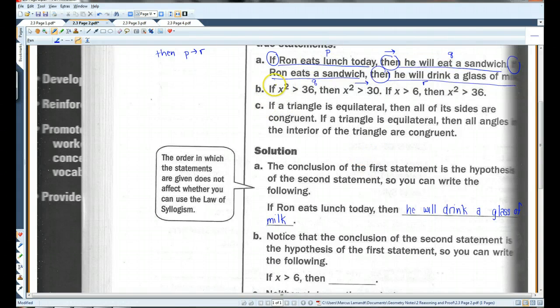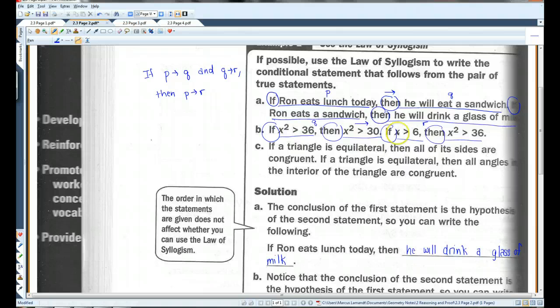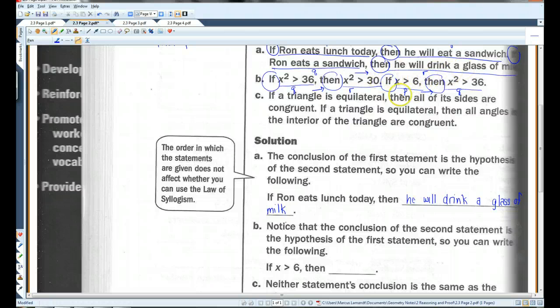Alright, so for this one: if x squared is greater than 36, then x squared is greater than 30. If x is greater than 6, then x squared is greater than 36. Now, in this case, they put things a little bit out of order. They made it a little bit harder for us this time. Here is our P and our Q. And here is our Q again, implying R. We know this because this is the repeating segment, so that's why this has to be Q. Basically they just reversed the two statements. So what we'll say is P, if x is greater than 6, then R, x squared is greater than 30.